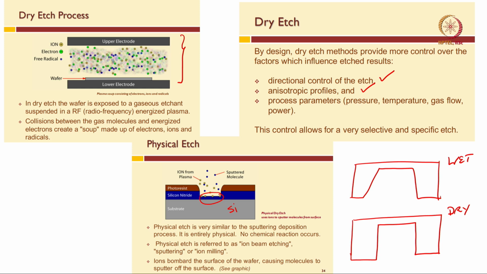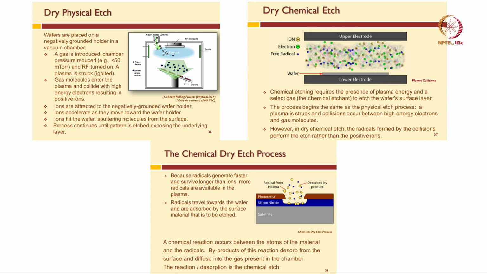So, it is similar to the sputtering process, but in this case we are not depositing anything, we are etching it. Physical etch is referred to as ion beam etching, sputtering or ion milling. Ions bombard the surface of the wafer, causing molecules to sputter off the surface.